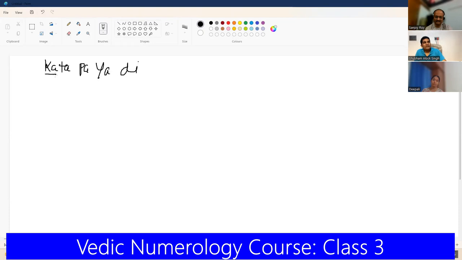See, ka means ka. Ka is a letter. Ta, pa, ya, and adi, etc. So, ka, ta, pa, ya, etc. is basically what it means. In ancient India, this was much in use. It is used in the complete Jaimini Sutras, right? It is one of the earliest methods that is used. What is done? Every letter is given a particular value.